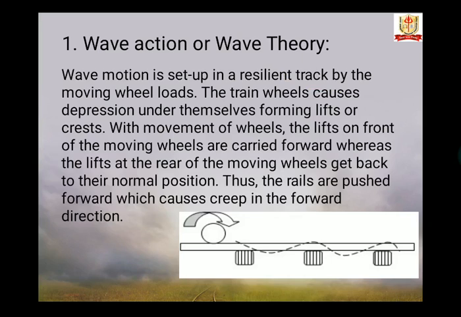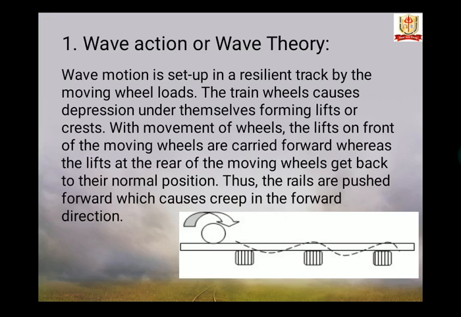First cause is wave action or wave theory. Wave motion is set up in resilient track by the moving wheel loads. The train wheels cause depression under themselves, forming a lift or crest immediately at the rear and front of the wheel. With the movement of wheels, the lifts in front of the moving wheels are carried forward, whereas the lifts at the rear of the moving wheels get back to their normal position.